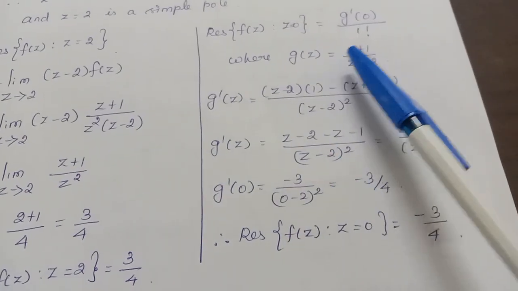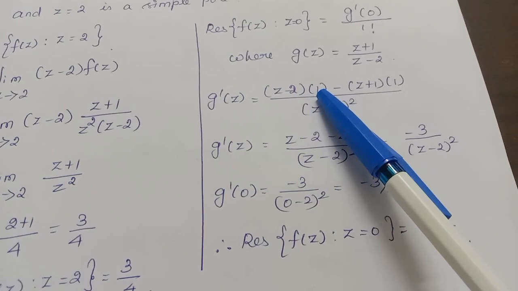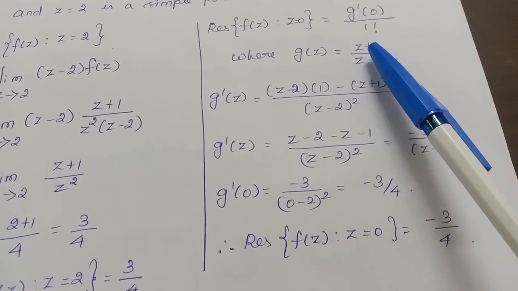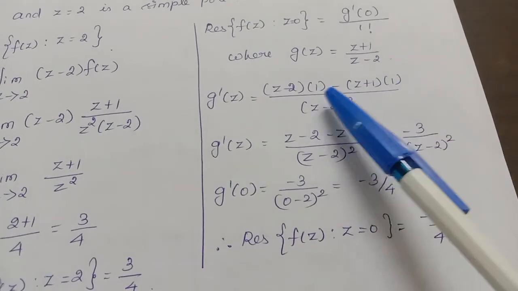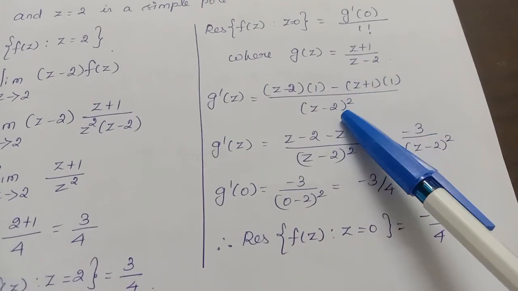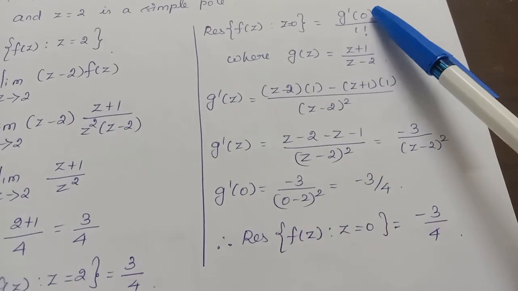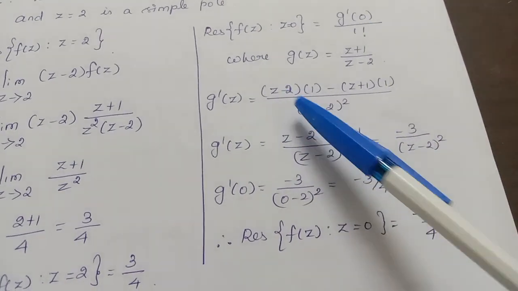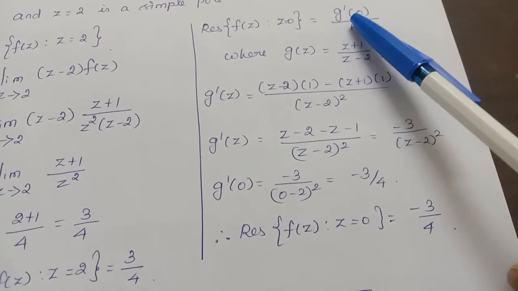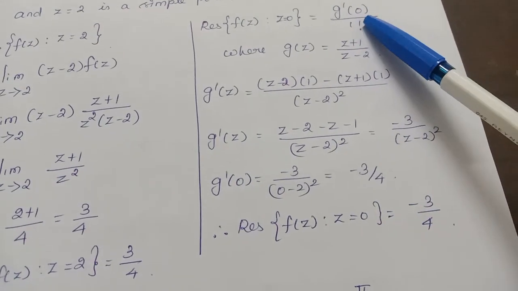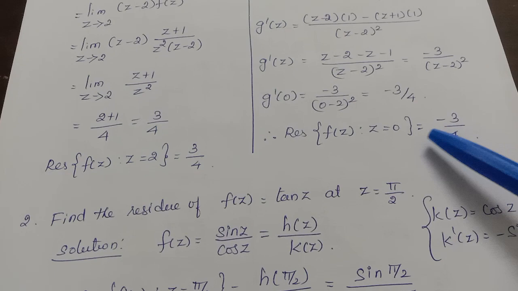First order derivative. This is of u by v form, no? So what is the differentiation? v into differentiation of u. So v is z minus 2 into differentiation of numerator is 1, minus u into differentiation of the denominator is 1, divided by v square, z minus 2 the whole square. So in this g dash of z, what you have to substitute? z equal to 0. So substitute z equal to 0. What I am getting is minus 3 by 4. So g dash of 0 by 1 factorial. 1 factorial is 1 only. So minus 3 by 4 is the residue at the point 0.